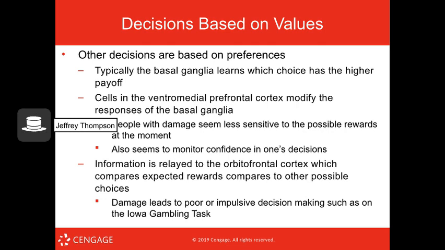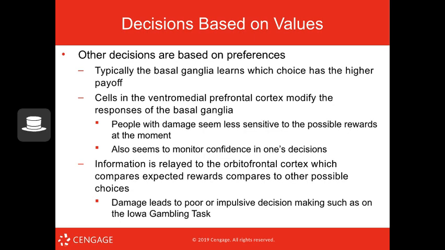Sometimes we make decisions based on our values. We tend to learn which things have a higher payoff. That decision making is based in the basal ganglia. So if I know that studying hard gets me a better grade, then I'm going to study hard. If I know that I can slack off and play video games all day and still get an A, then my basal ganglia is like, yeah, let's play some video games and still get that A, right? Our ventral medial prefrontal cortex is going to modify responses in our basal ganglia.